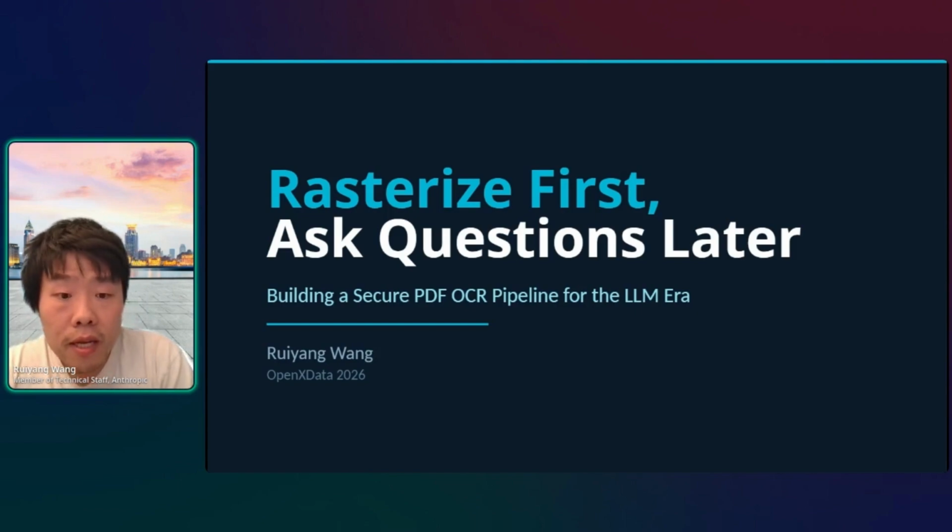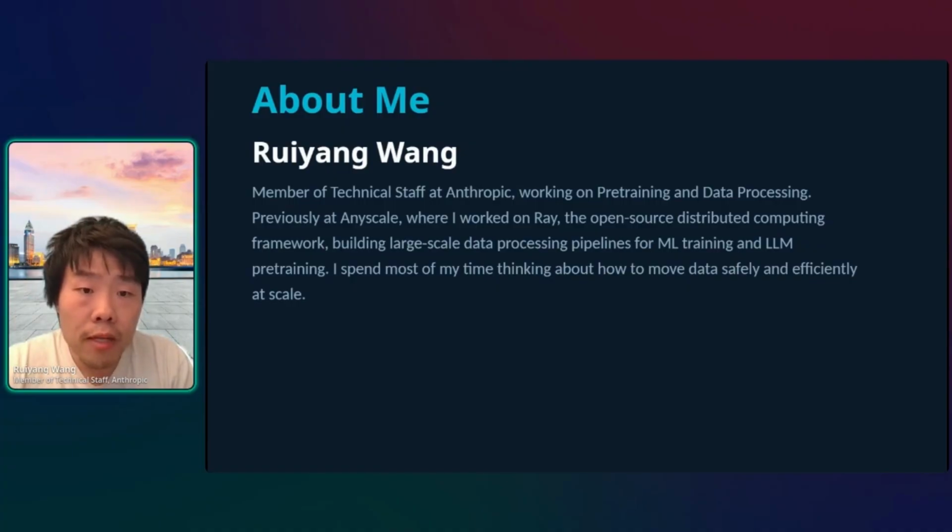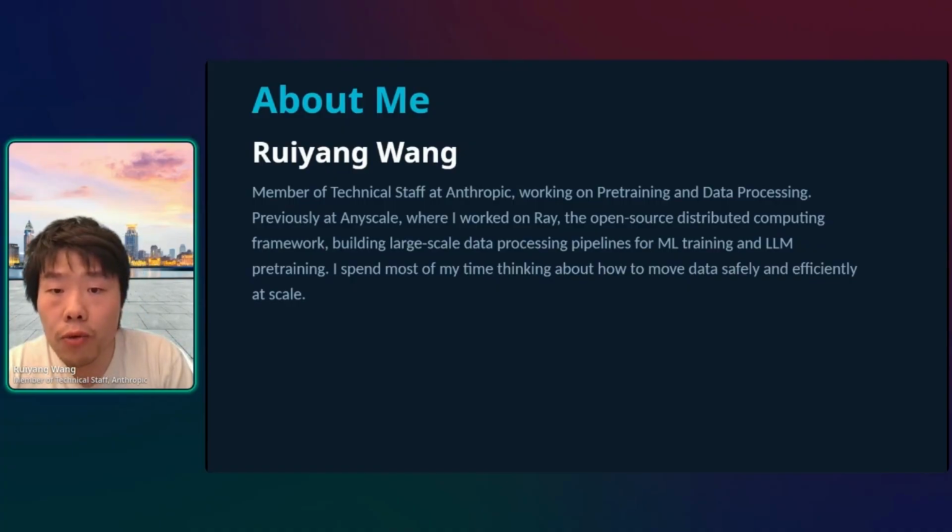A little bit of background about myself: I'm a member of technical staff at Anthropic, and I work on pre-training. Pre-training involves a lot of data processing, and the data is very huge, very messy, and sometimes dangerous, and you need to work with it. Before Anthropic, I was at Anyscale, where I worked on Ray, the open source distributed computing framework. Most of my time, I think about data and compute and how to mix and match them together.